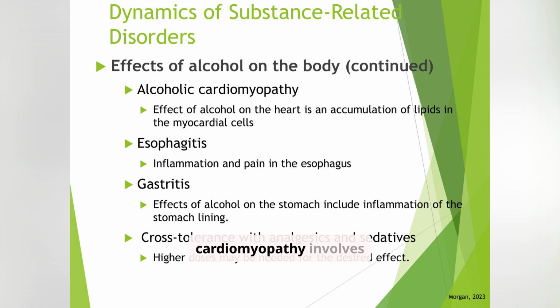Alcoholic cardiomyopathy involves lipid accumulation in heart cells. Esophagitis causes inflammation and pain in the esophagus. Gastritis inflames the stomach lining. Cross-tolerance with other medications means higher doses may be needed for desired effects.